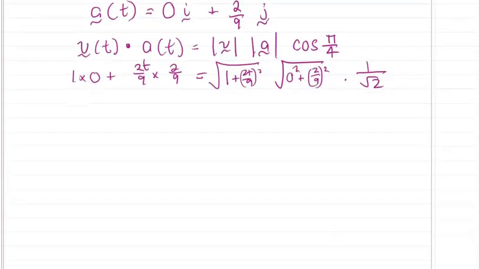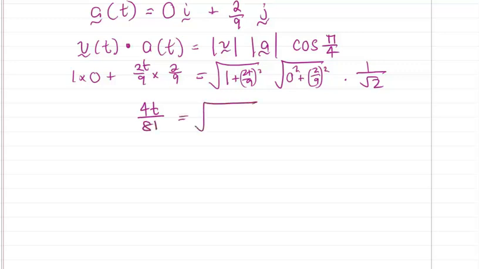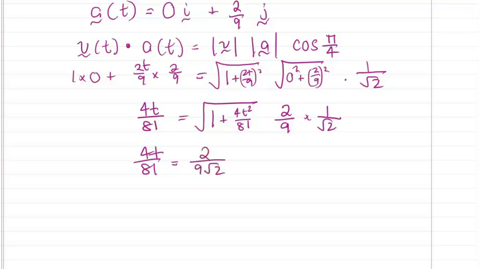The left-hand side is 4t on 81, and that equals the square root of 1 plus 4t squared on 81 times this, which is 2/9, and this is times 1 on root 2. So pulling that out the front, I've got 2 on 9 root 2 times this square root.